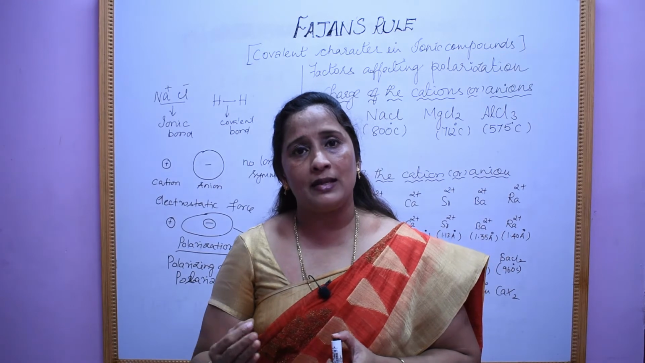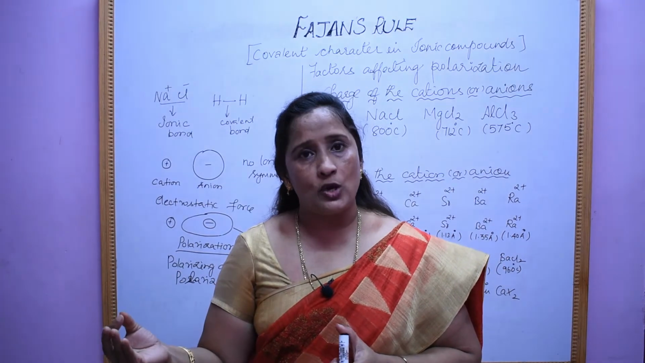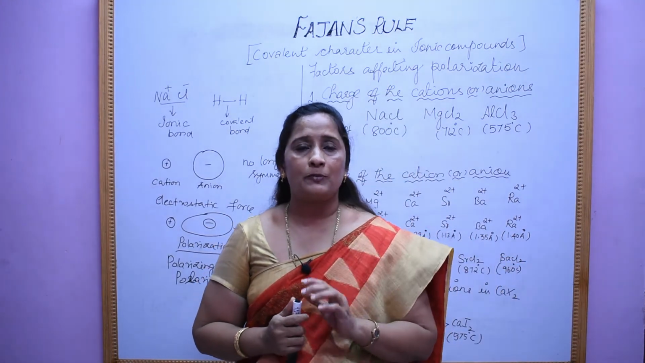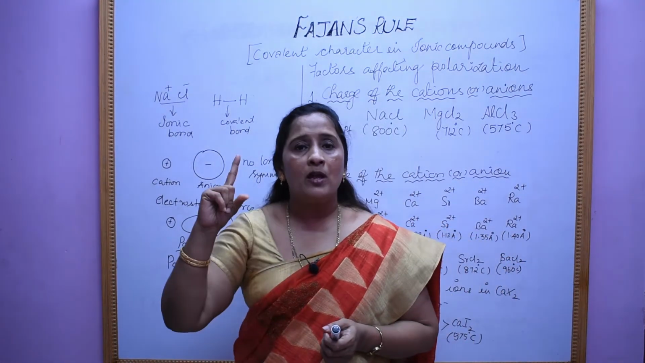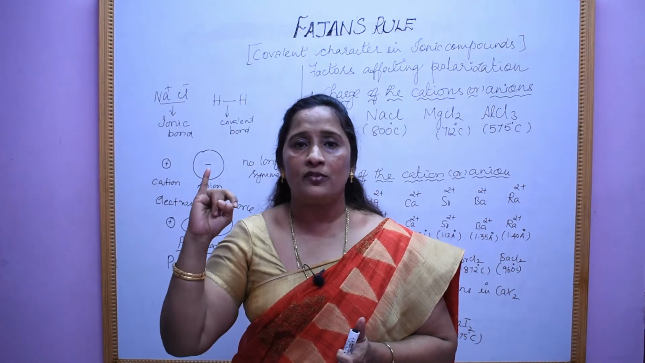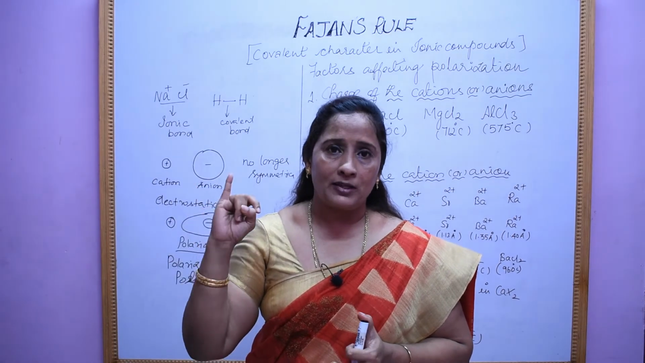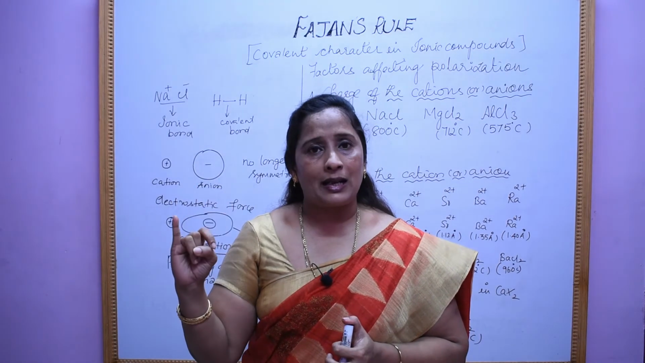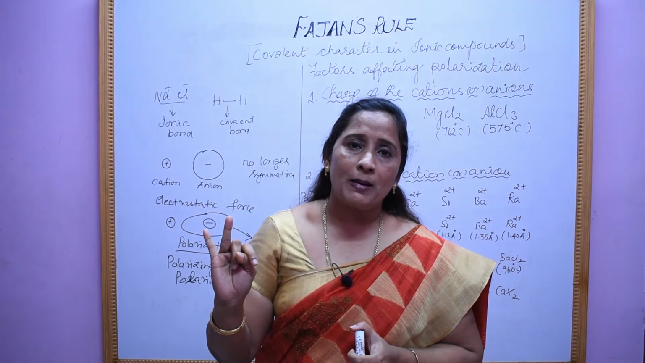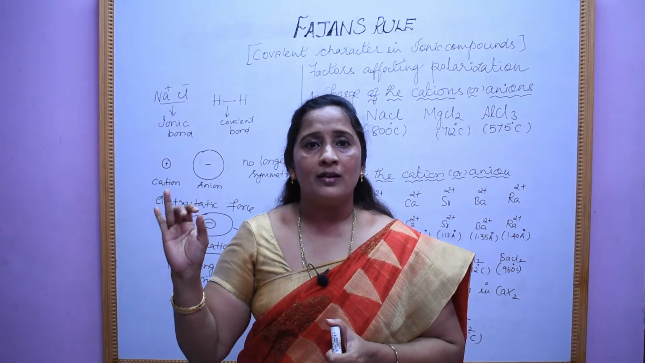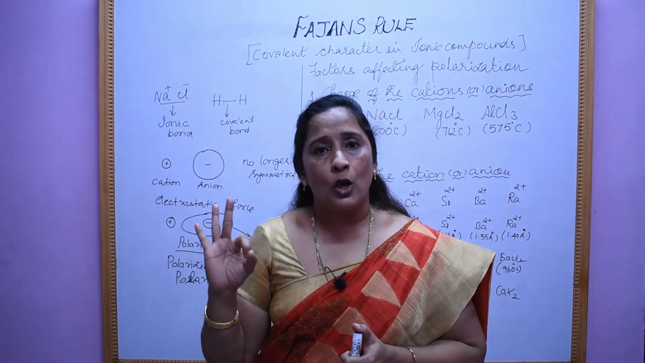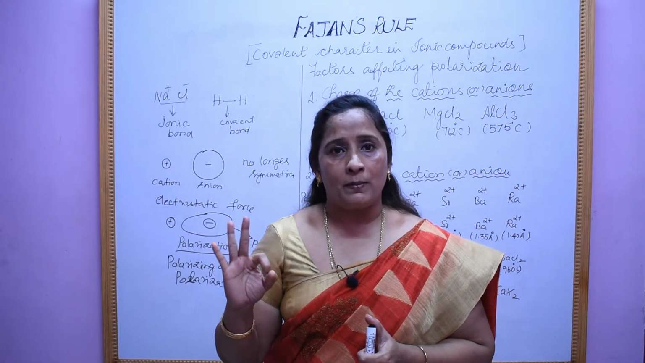This concept was given by Fajans, and it is called Fajans' rule. So what are the three factors that affect polarization? Listen carefully. Factor number one, charge of the metal cation and anion. Factor number two, size of the metal cation and anion. Factor number three, electronic configuration of the cation. Now let us explain one by one.